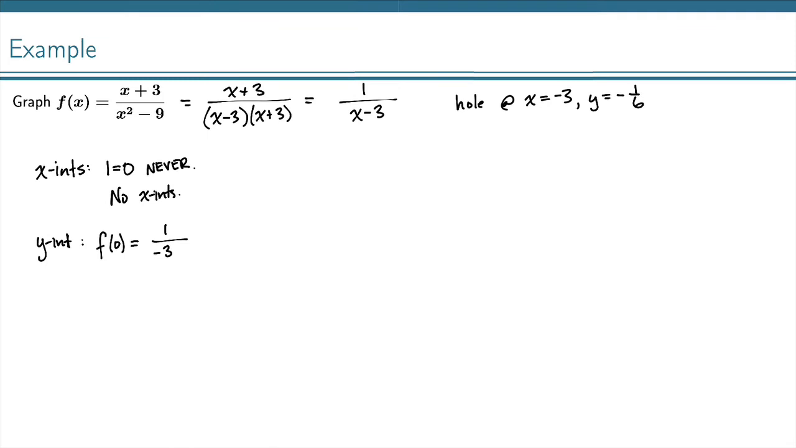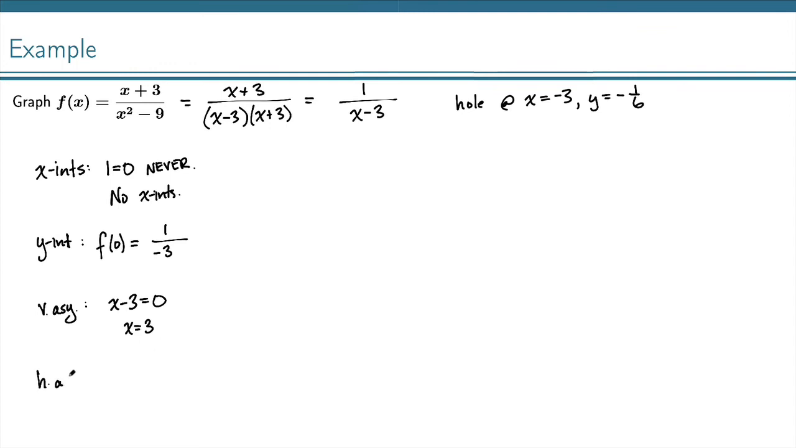Then we're ready to find our asymptotes. So we'll start with our vertical asymptote. The vertical asymptote we get by looking at the denominator of our reduced fraction and setting it equal to 0. So x minus 3 equals 0, and solving for x, we get x equals 3. So x equals 3 is the equation of our vertical asymptote.